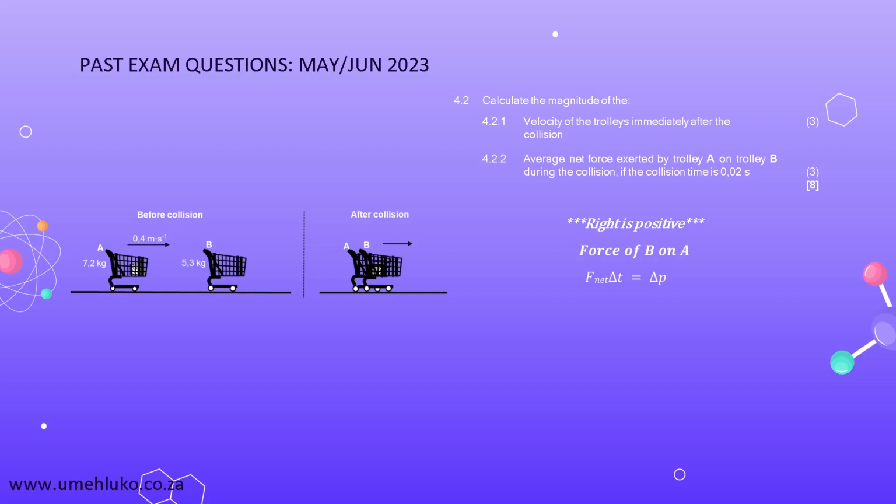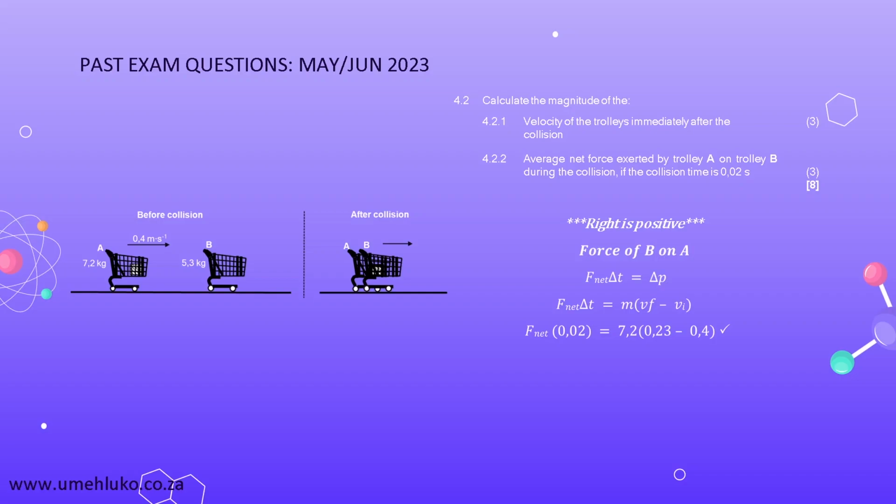In this case, conventionally, I chose the right as positive, meaning that the forces pointing to the right will be positive. The velocity of the objects going to the right will be positive. Otherwise, it will be negative. Right, so F net delta T is equal to a change in momentum. Based on that, we can say F net delta T is equal to the mass of the object, final velocity minus initial velocity.